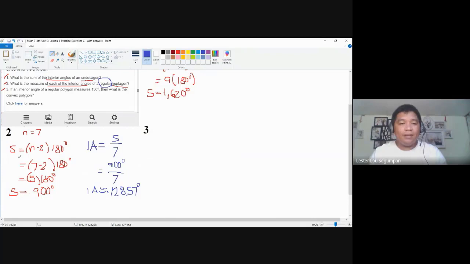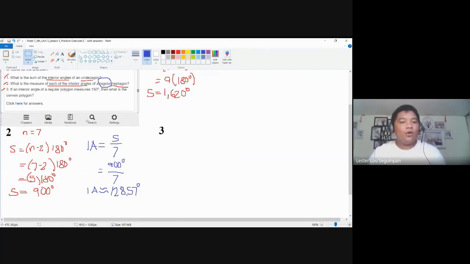So this is the measurement of each of the interior angles of a regular heptagon. It was made possible by first getting the sum of the interior angles of a heptagon, and then by using the claim that it's a regular polygon, a regular heptagon specifically. If this claim, regular heptagon, is not there, we cannot proceed to the next. Let's proceed to number 3.